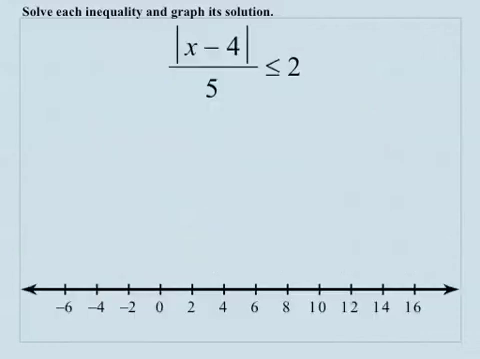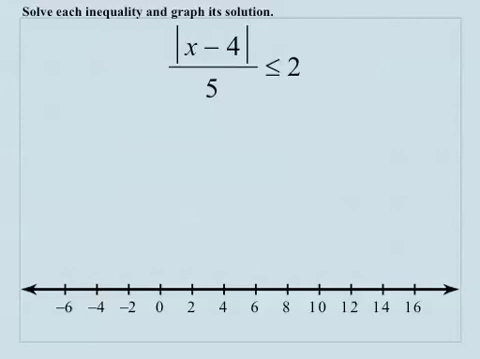The last example says solve each inequality and graph its solution. We have the absolute value of x minus 4, and then the whole absolute value is being divided by 5. Notice that 5 is not in the absolute value symbol, and then it is less than or equal to 2. Because the dividing by 5 is not in the absolute value symbol, I do need to get rid of it to isolate the absolute value.